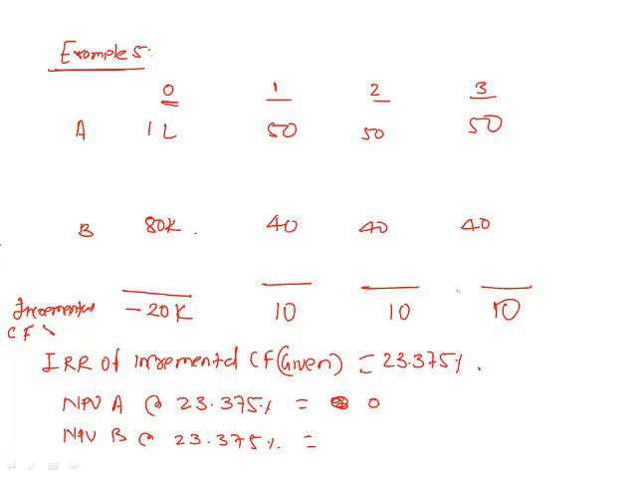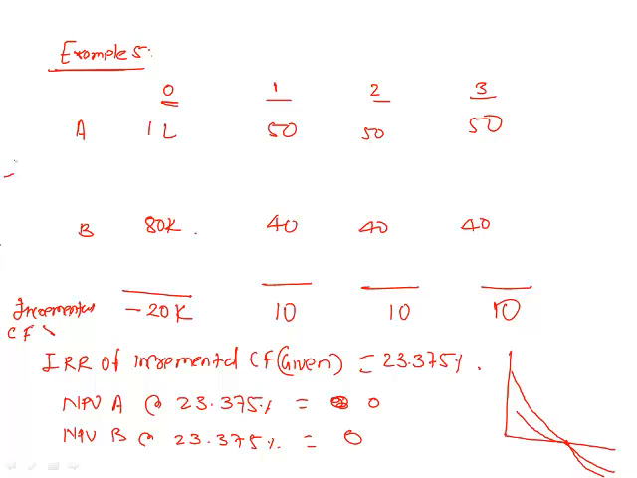Let's do the second one. Memory recall. Then say 40 divided by, make sure your memories are clear. 40 divided by 1.23375. Memory recall. This is 80, so this is coming out to be 0. Which means in this case, your NPV profiles are intersecting each other at this rate, which is the IRR rate, and then they are changing their course.